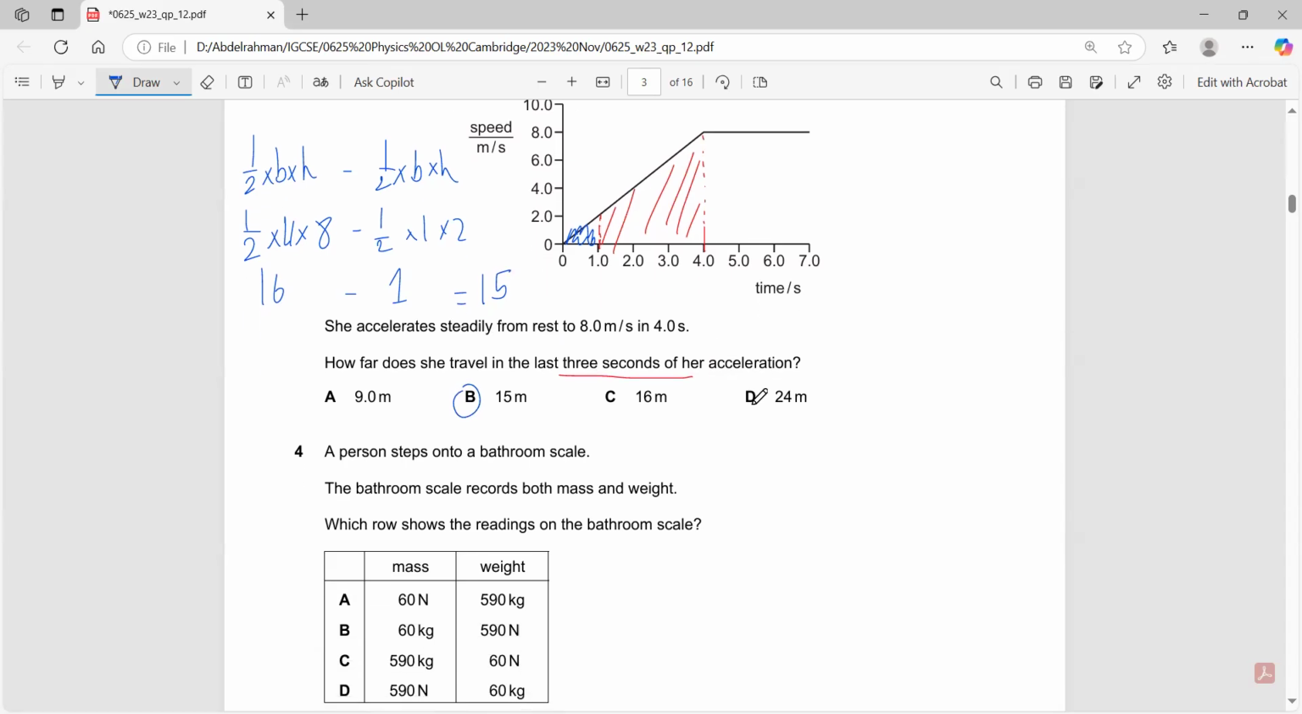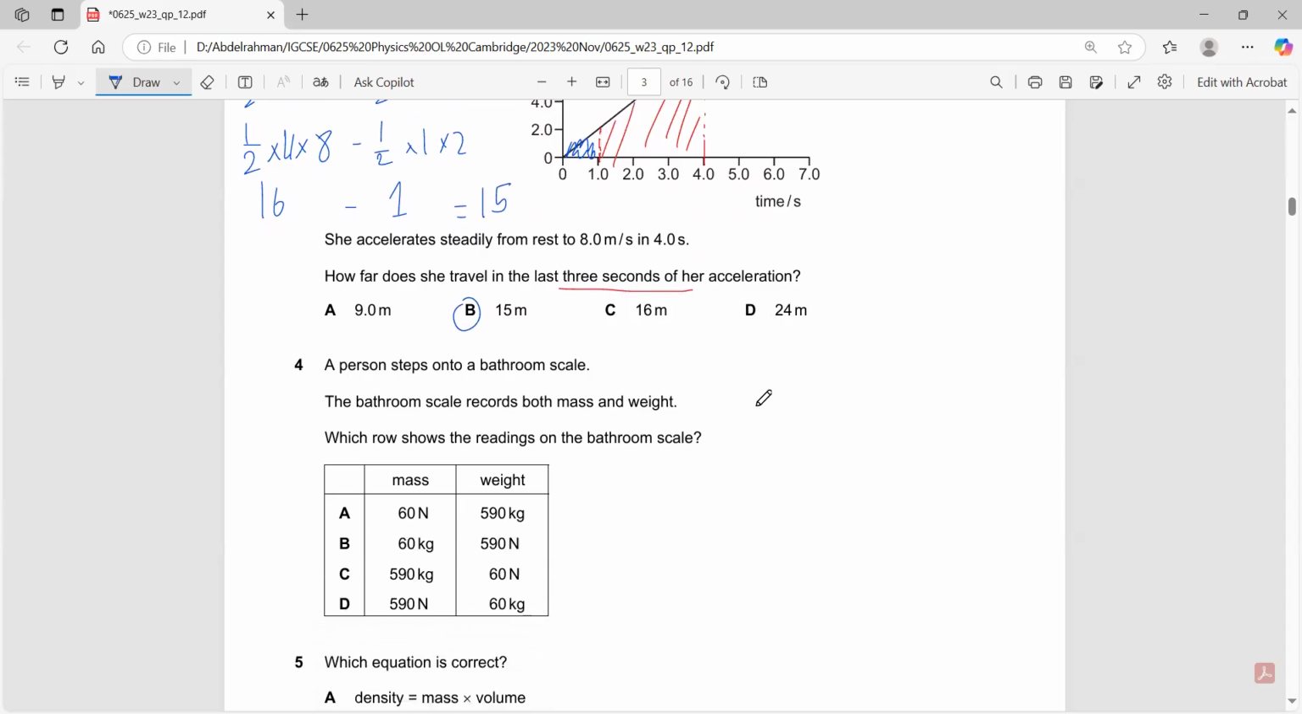A person steps onto a bathroom scale. The bathroom scale records the mass and weight. Which row shows the readings on the bathroom scale? A mass, can it be in newtons? No, it cannot be in newtons. If the mass is 60 kilograms, would the weight be 590? 60 times 9.8, yes, it's very close to 590. So it is B.